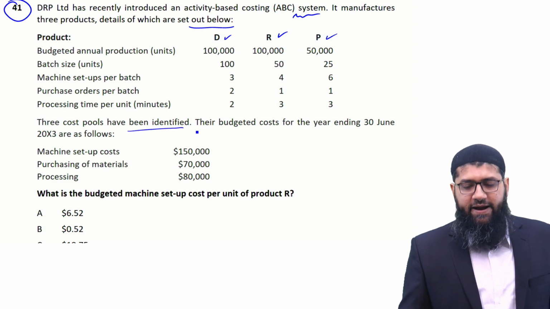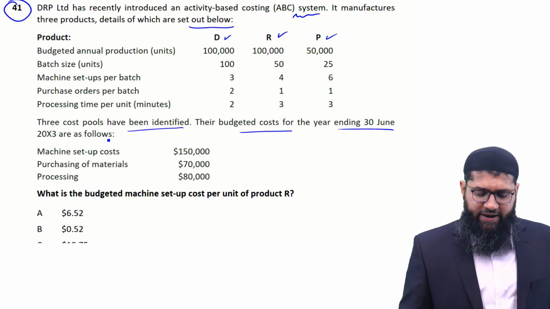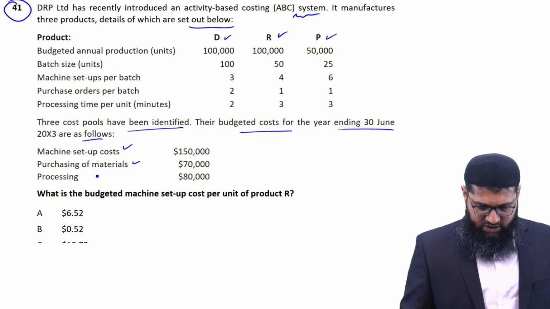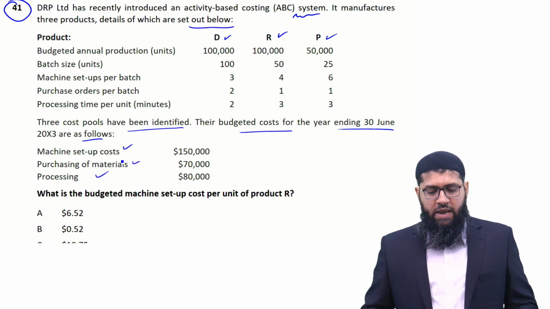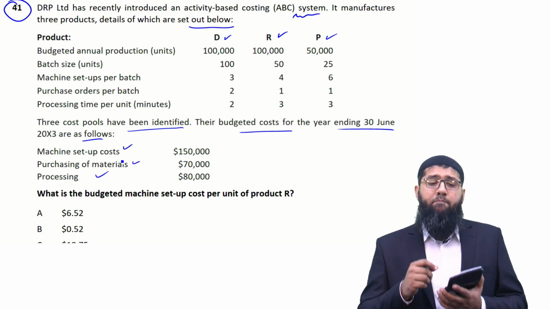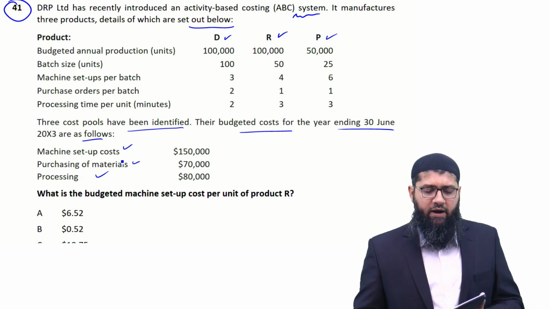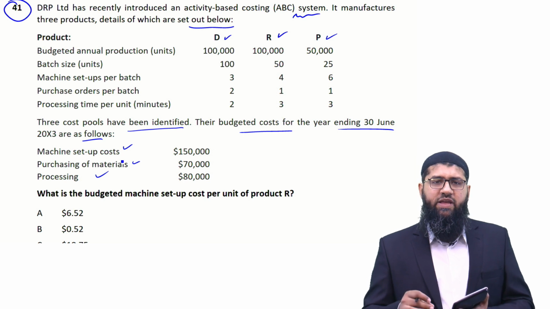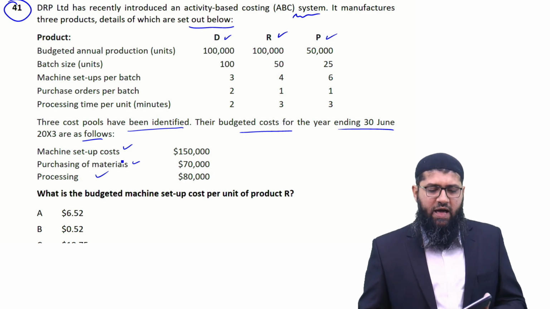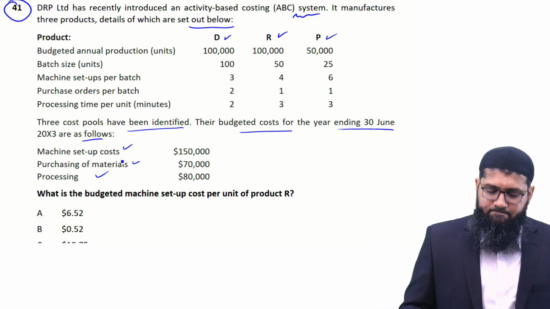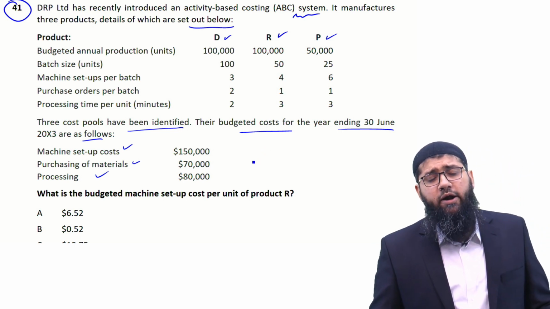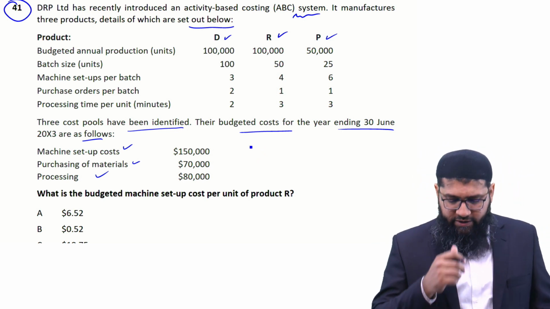Cost pools have been identified. The budgeted costs for year ending are as follows: this, this and this. It says what is the budgeted machine setup cost per unit of product R? What is the budgeted machine setup cost per unit of product R? Now, if I talk about it, I would say let's just try to understand.